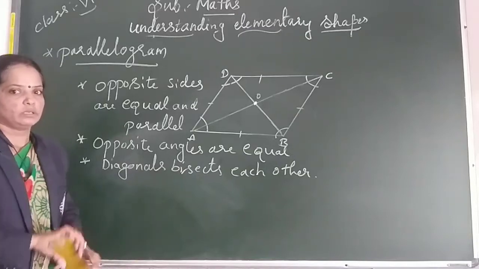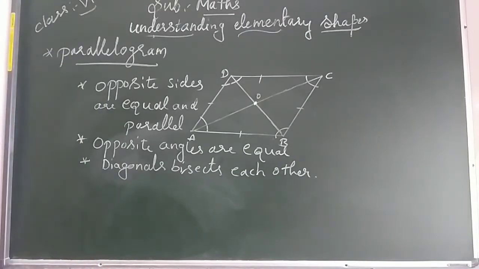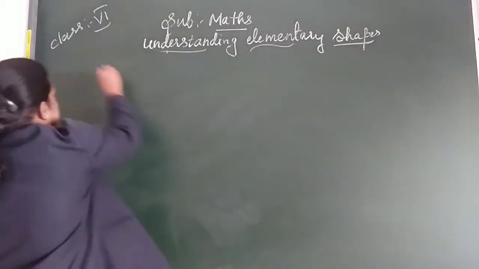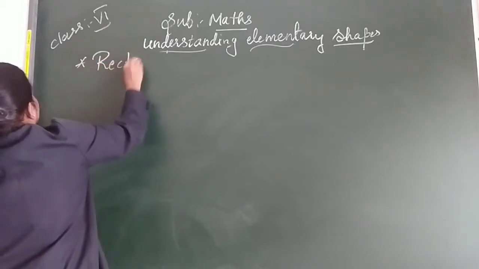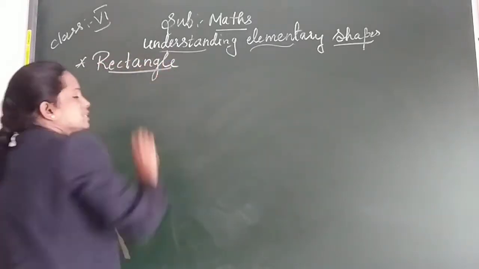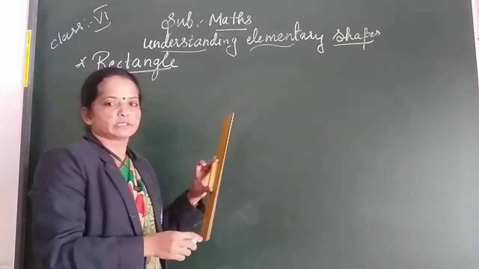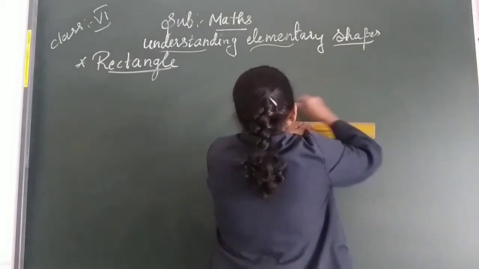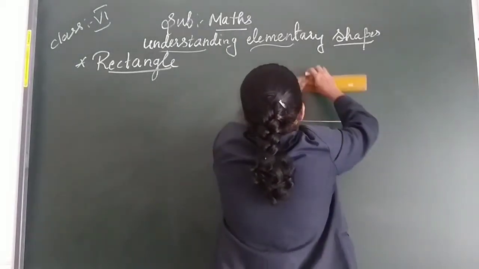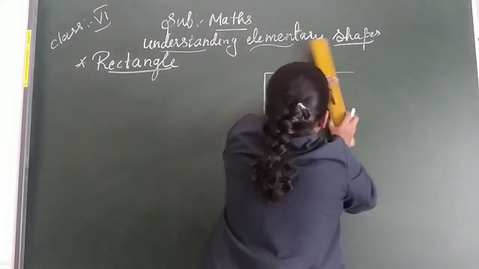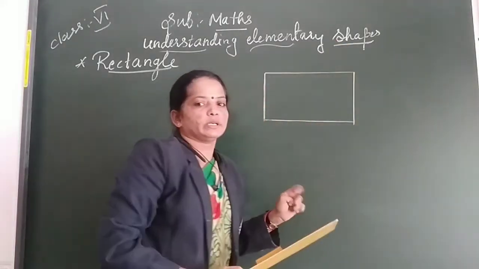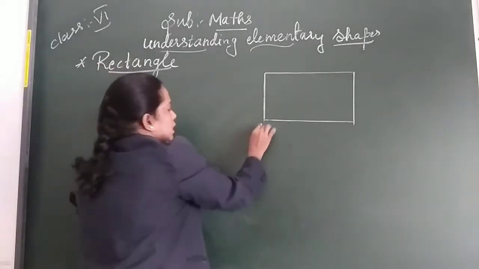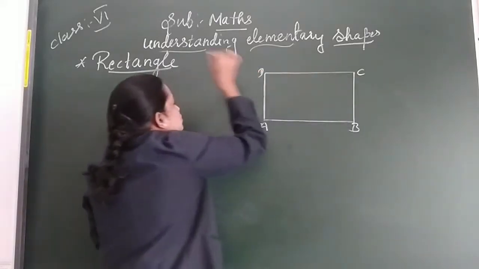Next we move to the rectangle. What do you mean by rectangle? In your previous class you learnt about rectangle. What is the shape of a rectangle? If you draw it, the opposite sides are parallel. Dear students, this is a rectangle. You know this figure. Here A, B, C, D.